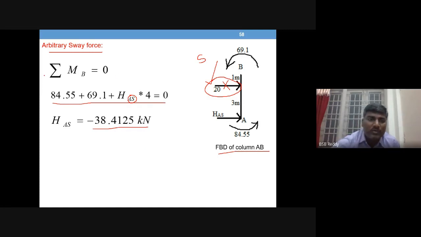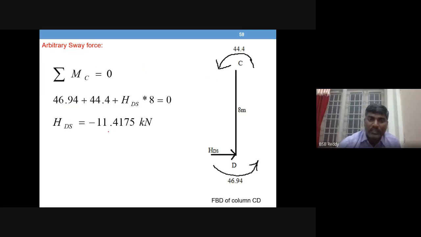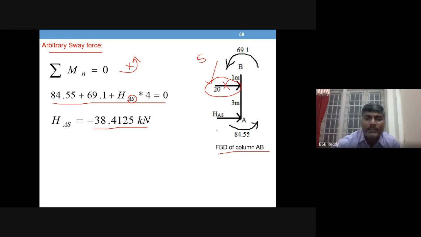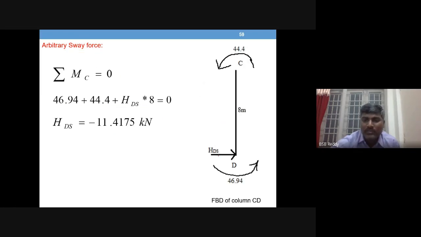Okay, taking moments about B, you write anticlockwise moments as positive, which will give you this value. Similarly, you take column CD, and you see the values of moments there, minus 44.4, minus 46.94. Okay, so CD.